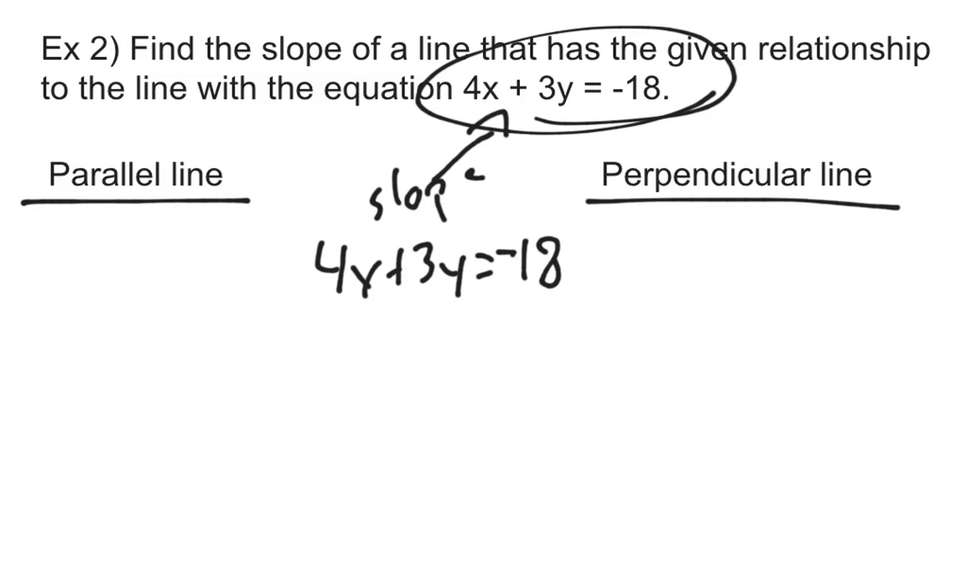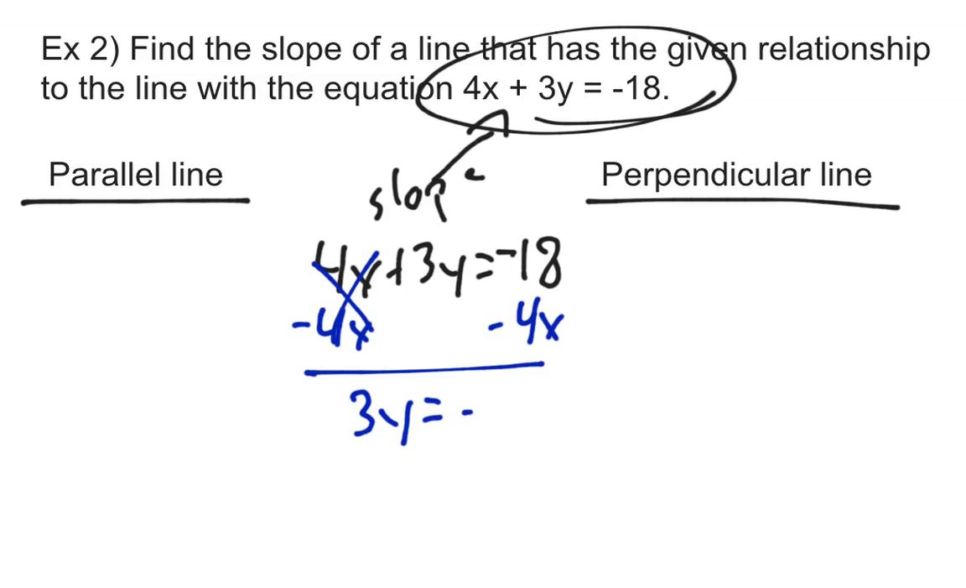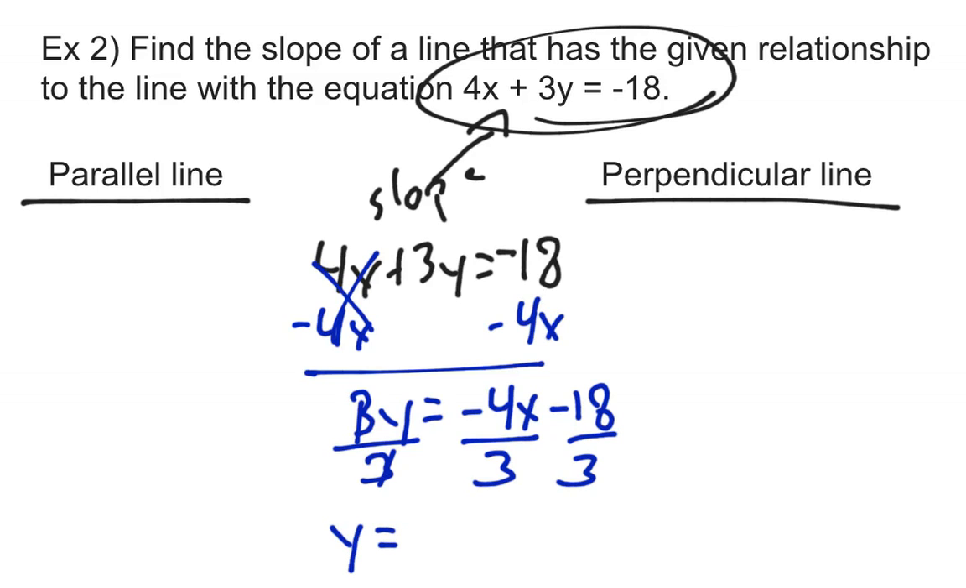Okay, now I'm going to go ahead and get to it. So I get rid of the 4x by subtracting 4x. I'm going to rewrite this to give me 3y equals -4x minus 18. Okay, let's get the y by itself by dividing by 3. That means this gets divided by 3 and the -18 gets divided by 3, which gives me my slope-intercept form of y equals -4/3 x. And then -18 divided by 3 is -6.